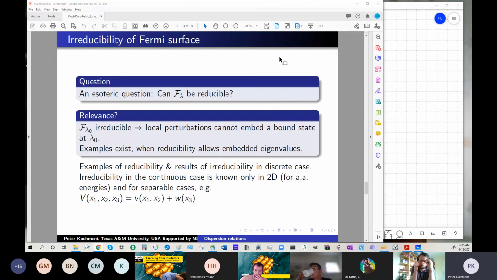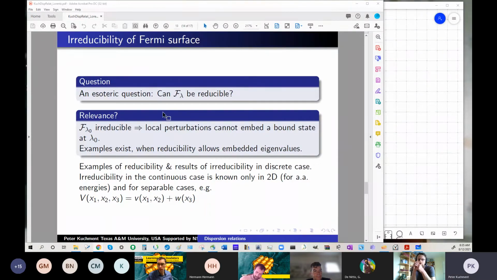In 1D, this has been completely studied, starting with the famous paper by von Neumann and Wigner. It was completely resolved in 1D by Rofe-Beketov: if perturbation decays sufficiently fast, essentially first moment is finite, then you cannot embed eigenvalues. This thing was completely untouched for a long time in several variables. Why? The reason is that this reducibility of Fermi surface is in charge.